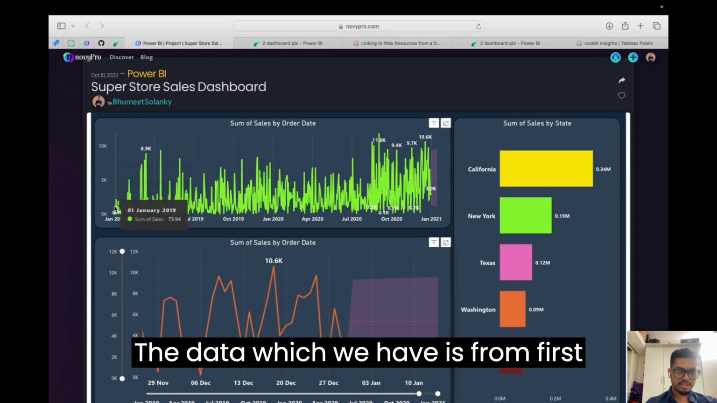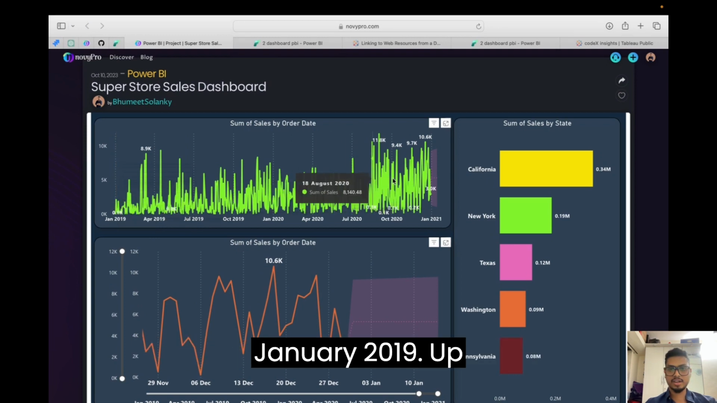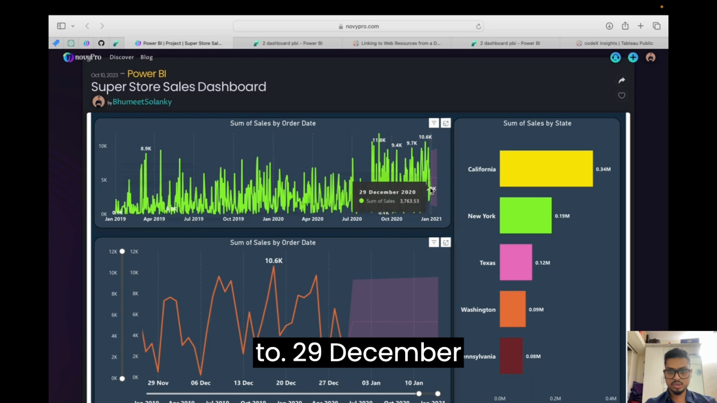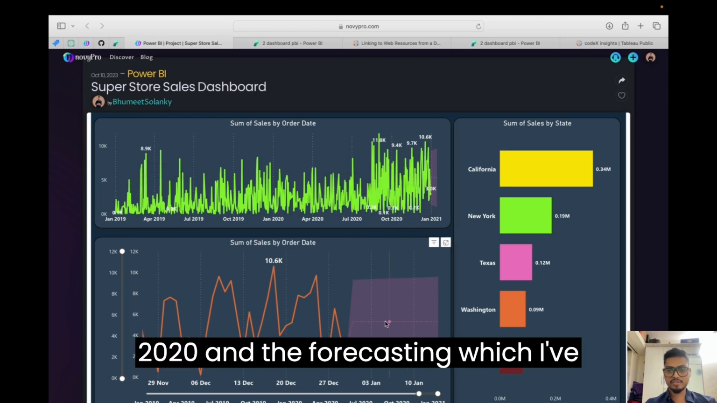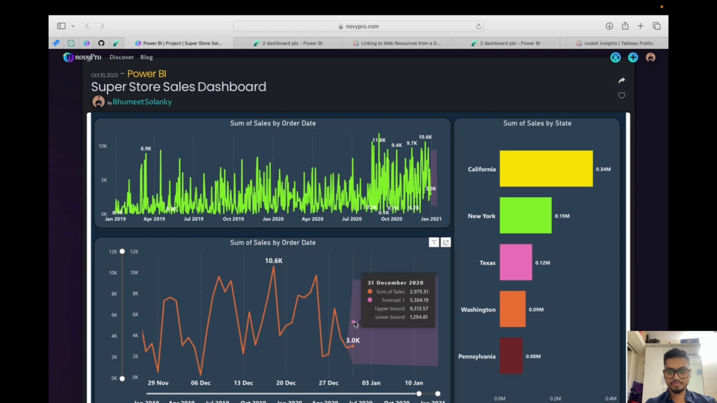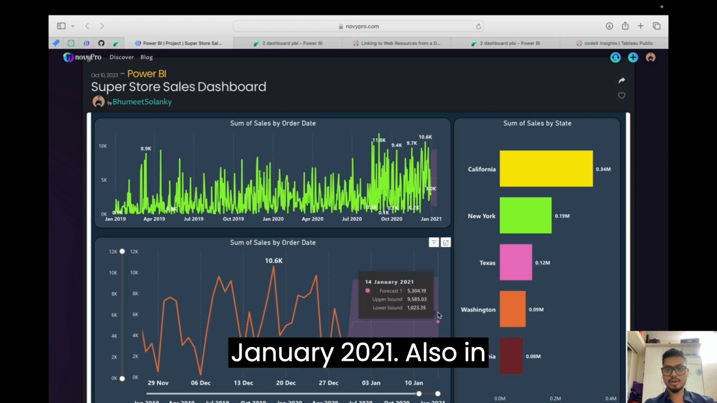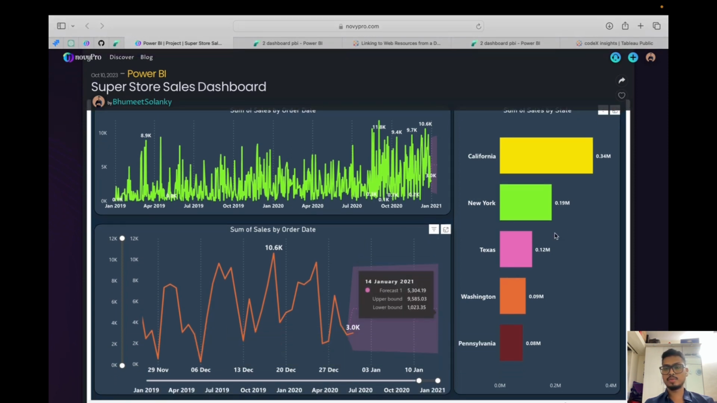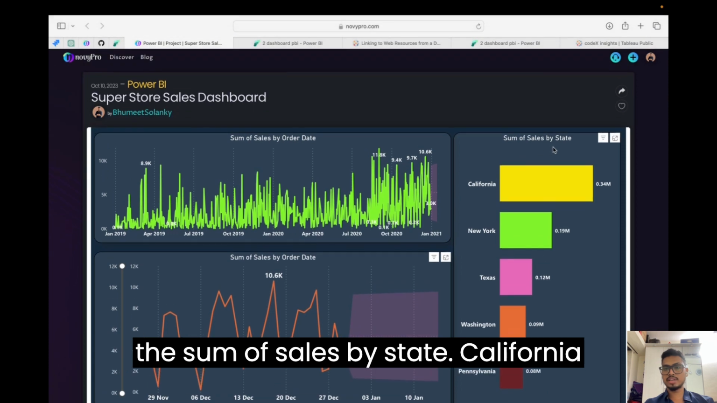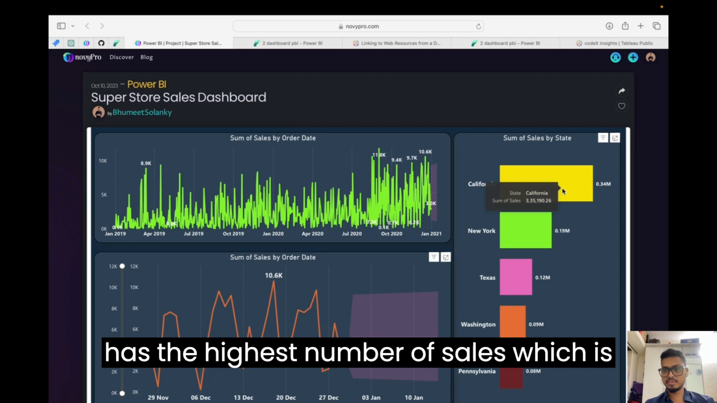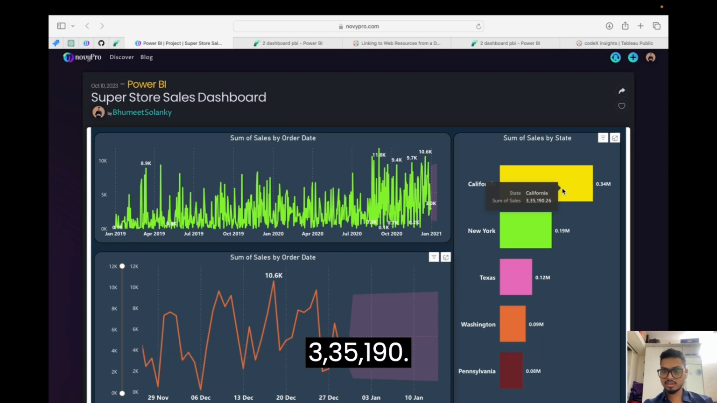The data which we have is from 1st January 2019 up to 29th December 2020. The forecasting which I've done is from 30th December up to 14th January 2021. Also, in this particular visualization, we can see the sum of sales by state. California has the highest number of sales, which is 3,35,190.